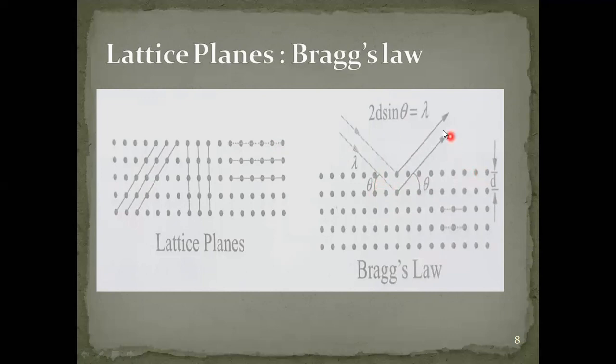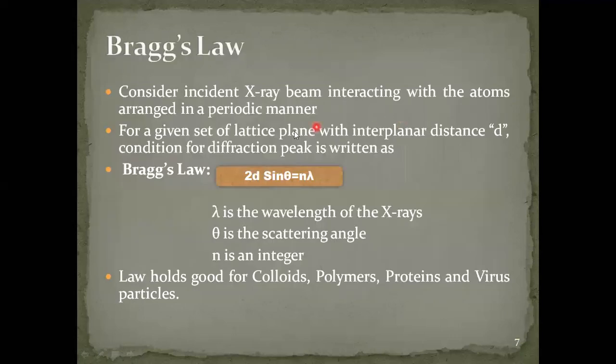So n lambda equals 2d sine theta. Sorry, this is the angle of incidence. 2d is the interplanar distance. So 2d sine theta equals lambda. n is the order of the diffraction, and hence if n equals 1, then lambda equals 2d sine theta. This is what we call the Bragg law. The X-ray beam is interacting with the atom. So by Bragg's law, n lambda equals 2d sine theta. Lambda is the wavelength of the X-rays we have used, n is the integer, that is the order of the diffraction, and theta is what we call the scattering angle. Right, so this is all about Bragg's law.